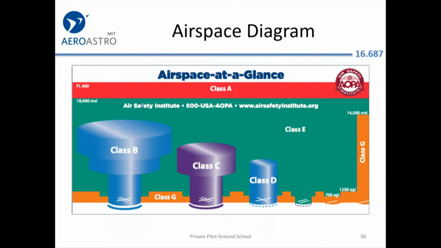So here's the summary. This is Class Bravo, that upside down wedding cake. And then you get Class Charlie, Class Delta, and then Class E is kind of everywhere that doesn't have other restrictions. And then Class Golf is unrestricted.